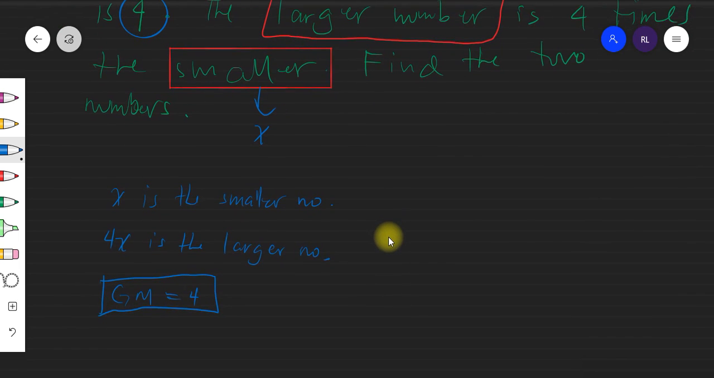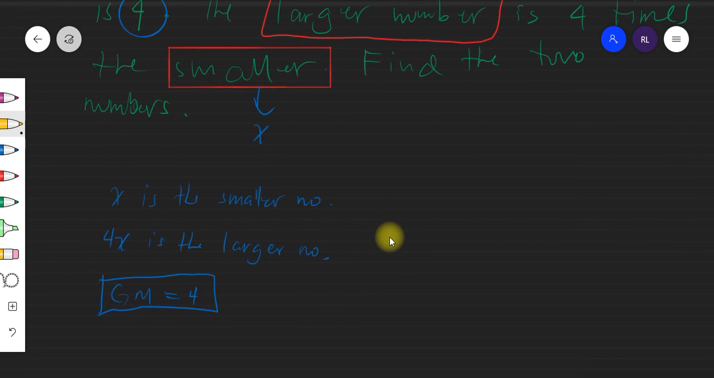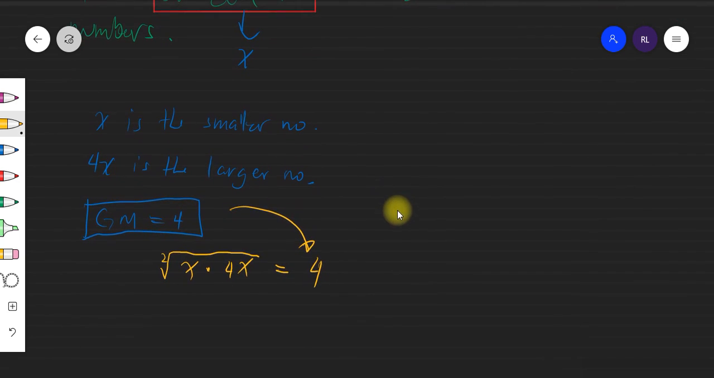So we will form our equation. Our equation says that if we multiply x and 4x and take the square root of that, or you can put 2 there, because you have two numbers, so square root lang, the result is the geometric mean. What's the geometric mean? 4. So we have already our equation: multiply the two numbers, take the square root of that, the result is the geometric mean, 4.